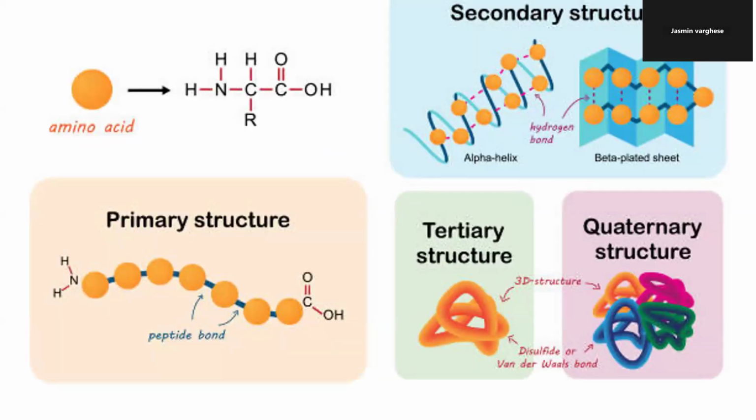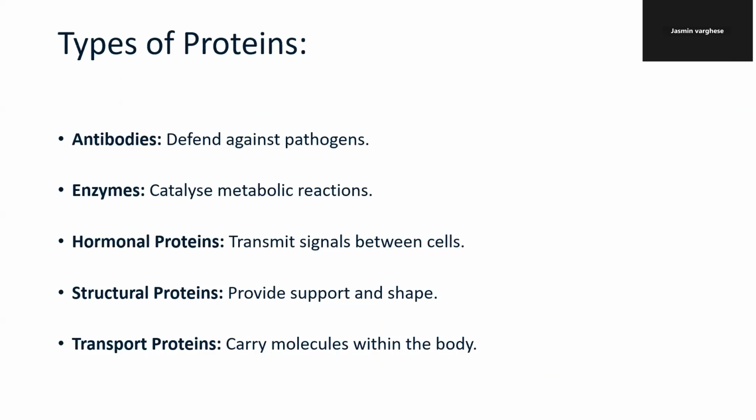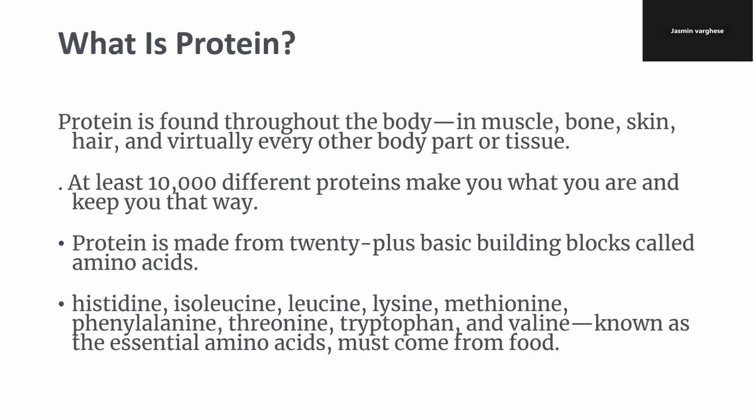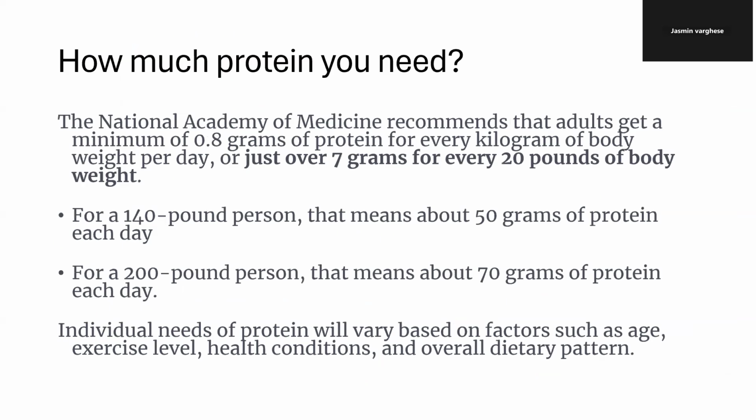In this image you can clearly see what the protein looks like and what the primary, secondary, tertiary and quaternary structures look like. Types include antibodies, enzymes, hormonal proteins, structural proteins and transport proteins. From this list you will easily understand the importance of protein in our body. At least 10,000 different proteins make you what you are and keep you that way.